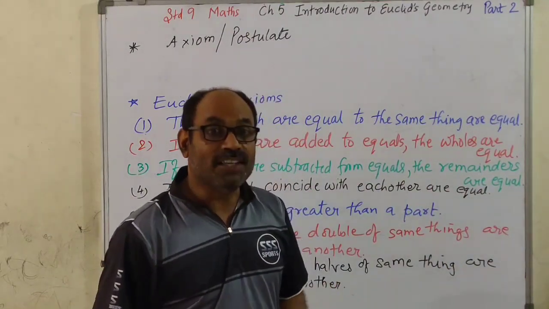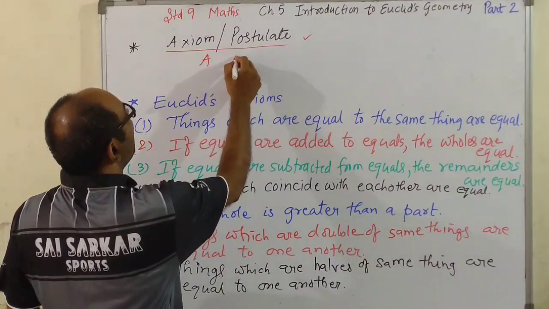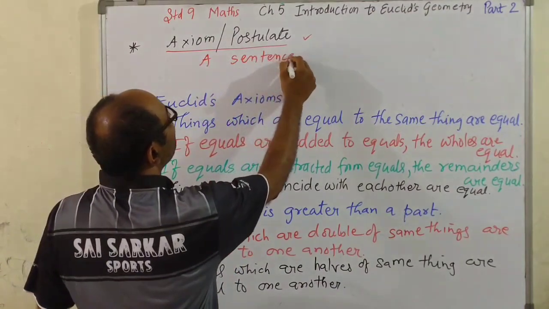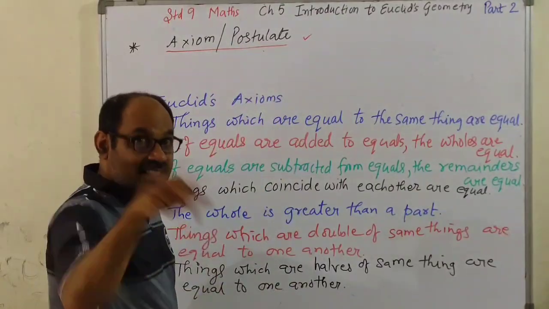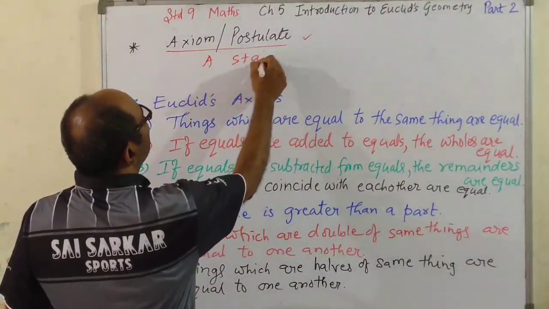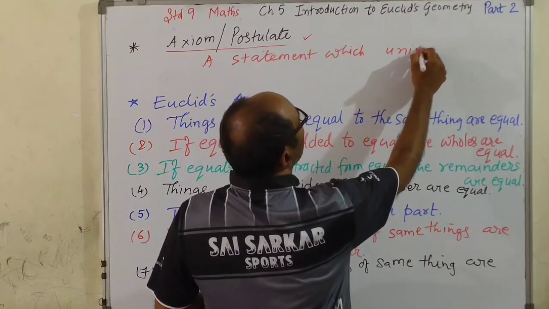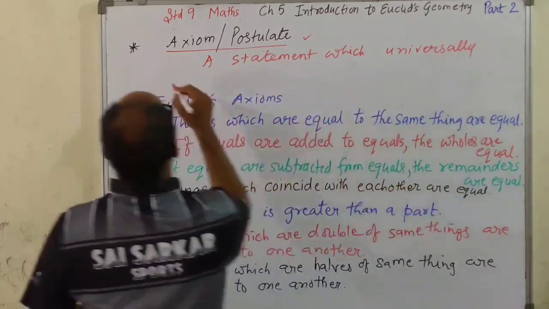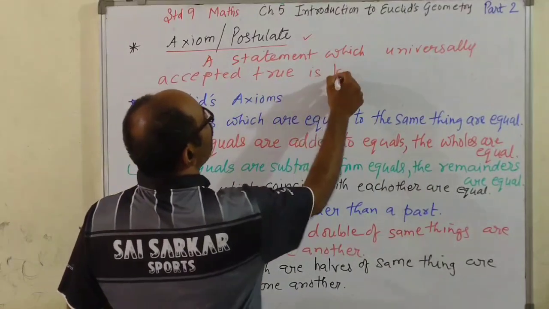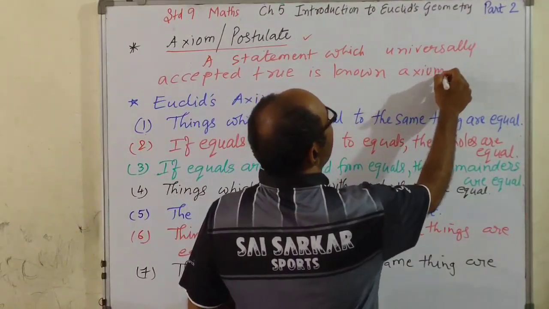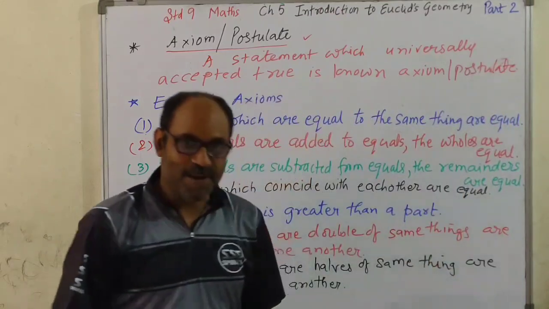Right? So what is an axiom? What will be the definition of an axiom? A sentence, instead of sentence you can say statement. Now a statement which is universally accepted as true is known as an axiom or postulate. All right, try to understand.